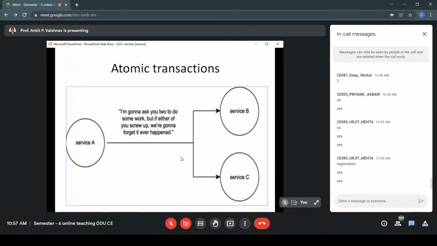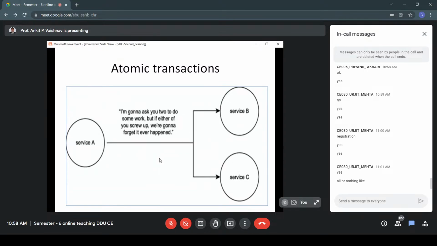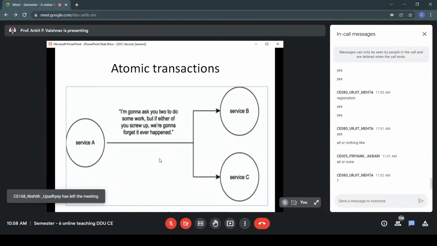Now, let us begin with atomic transaction. Just observe this slide for a minute and tell me whether you understand or not. I think you can read the text. It's a good example. What service A is saying is that I'm going to ask you to do some work, but if either of you screws up, we are going to forget it ever happened. That's what we mean by atomic behavior. Yes or no? Yes, all or nothing. That's correct. All or none.